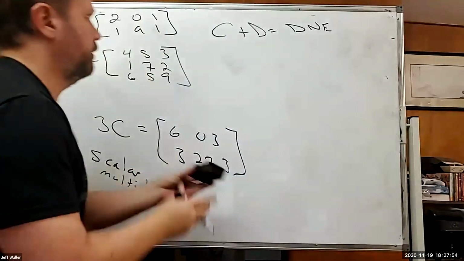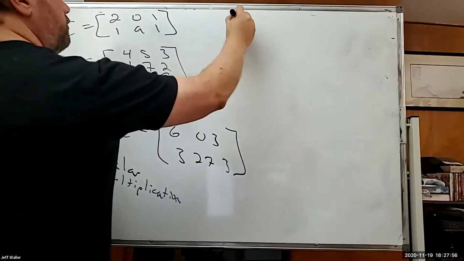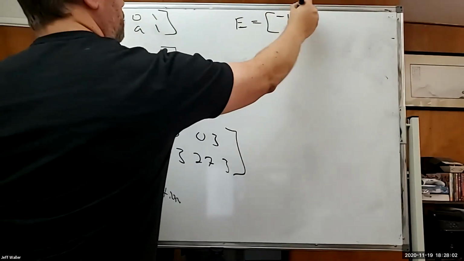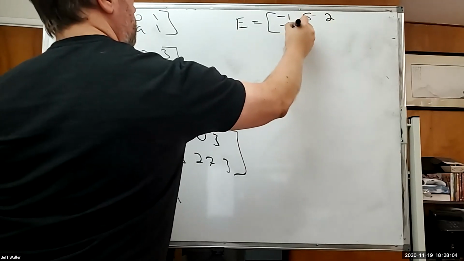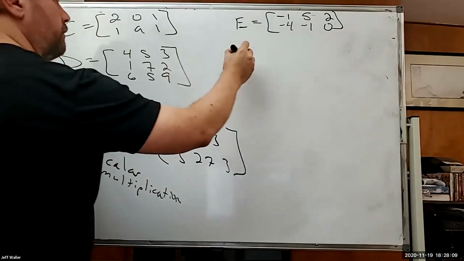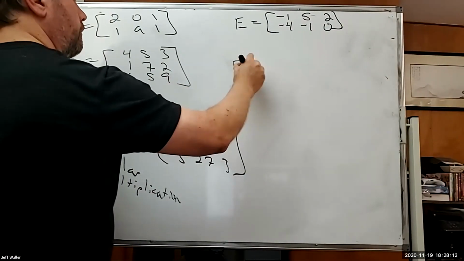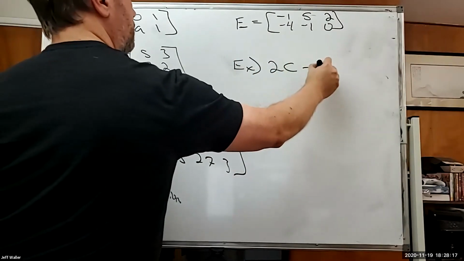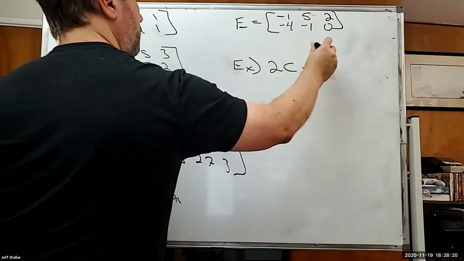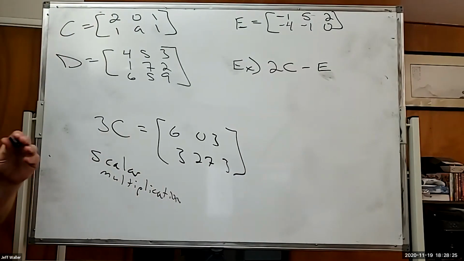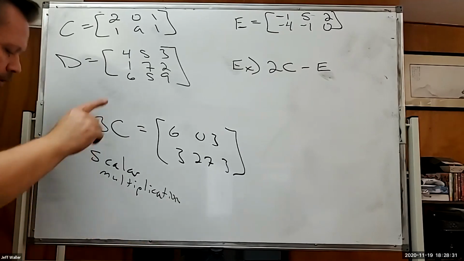All right, all right, all right. Let me make another matrix here. All right, and watch this. What if I ask you to do this? What if I say, what is 2c minus e? You can do it, Jeff. Take a minute and do that. Figure out what 2c minus e is. Why can you do that?